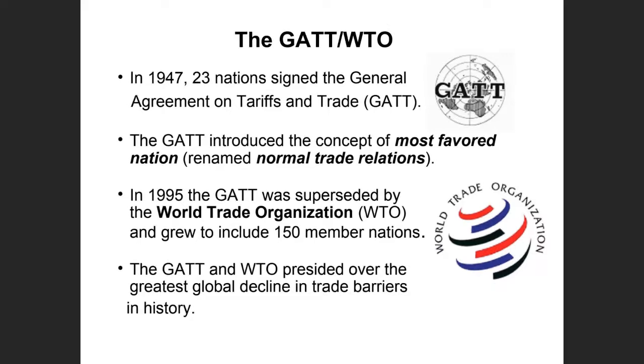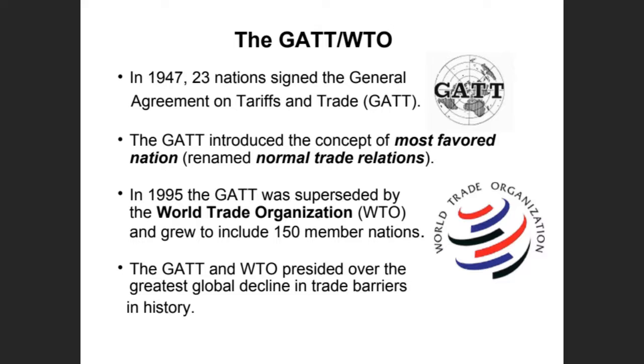So the GATT introduced the concept of most favored nation, according to which each member country agreed to extend the tariff reduction covered in the trade agreement with a trading partner to all other member countries. In other words, a concession to one became a concession to all.